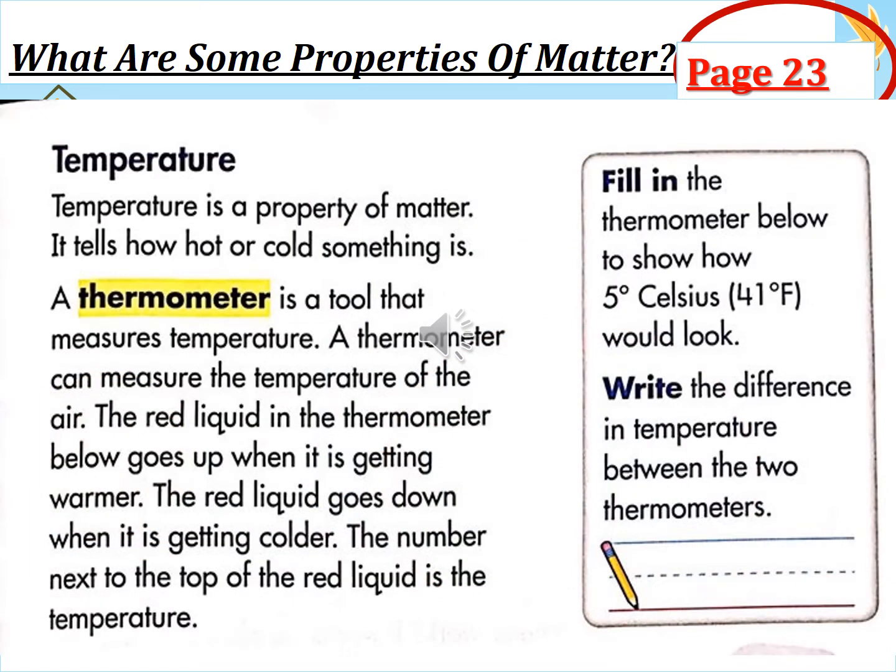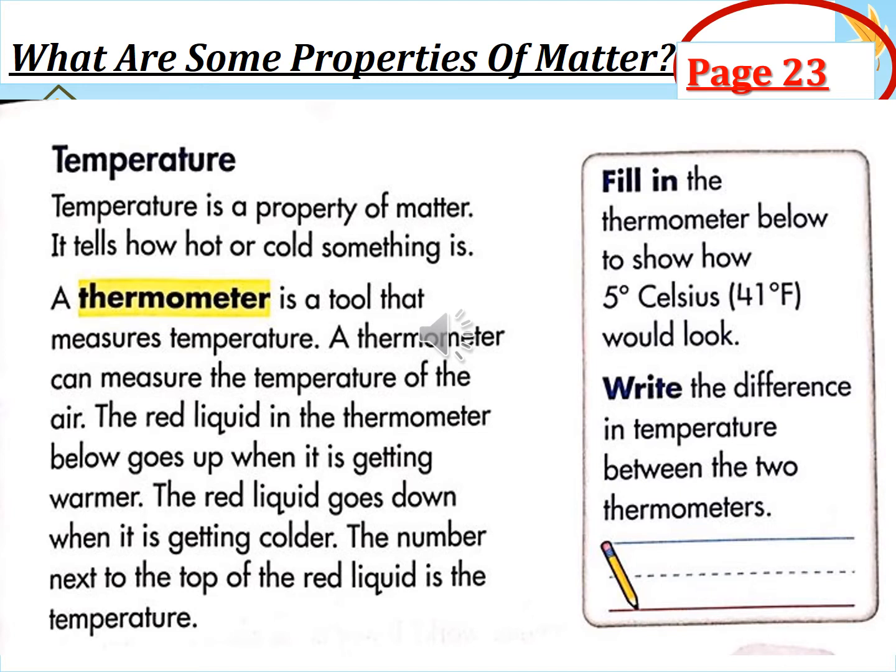Alright, students, follow me on page 23. We have the seventh property of matter, temperature. Say temperature. Temperature is a property of matter. It tells how hot or cold something is. A thermometer is a tool that measures temperature. A thermometer can measure the temperature of the air.